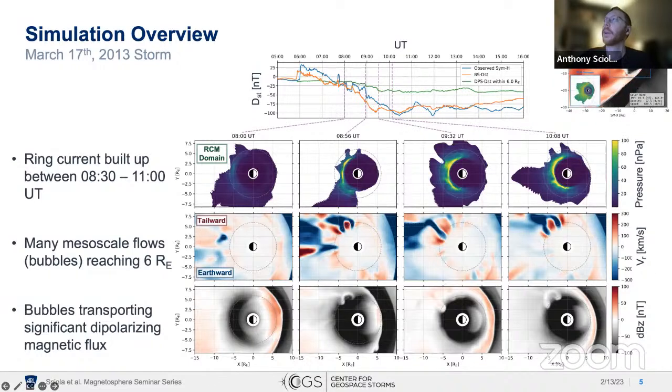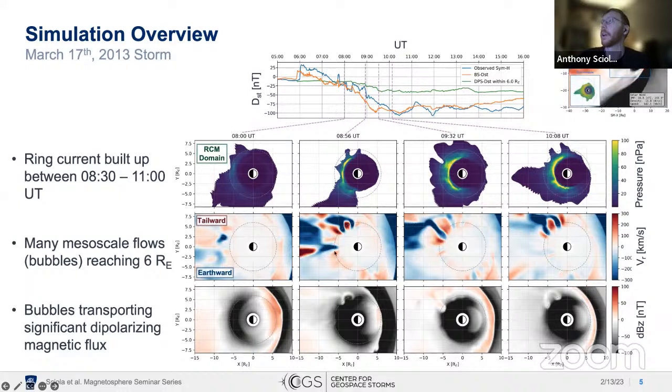Here's a quick overview. On the top here, I have a Dst plot showing the observed and modeled Dst in blue and orange. But most importantly, I'm also showing the DPS Dst evaluated for all closed field lines within 6 RE of Earth. This is useful because it's directly proportional to the kinetic energy within that region. And so this shows very nicely that we're getting our buildup of the energy population within 6 RE between 8:30 and around 10, 11 o'clock here. Then below that, I'm picking some select times from here to show that the ring current is obviously building up over this time. We'll quantify that a little more later.